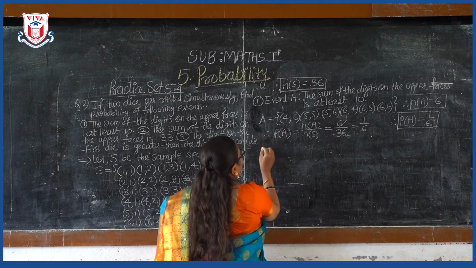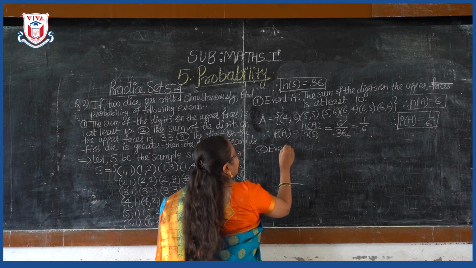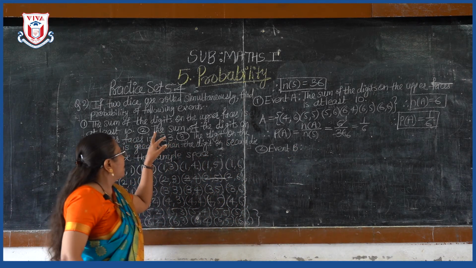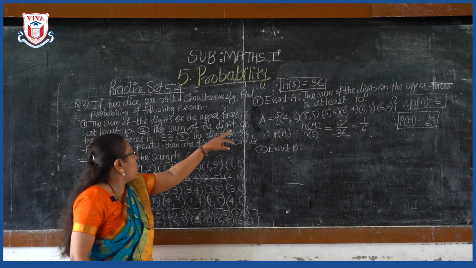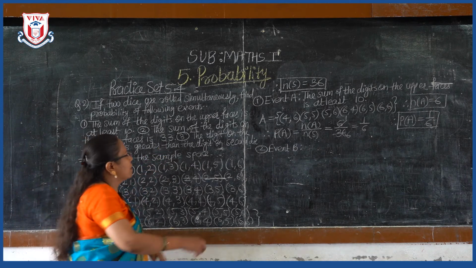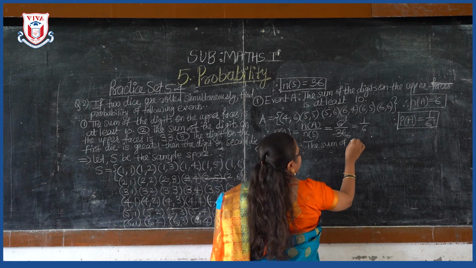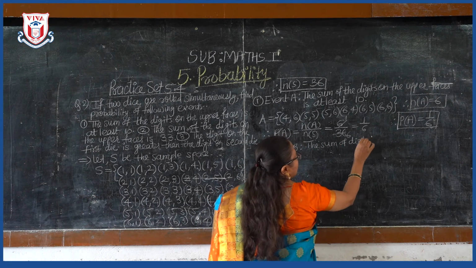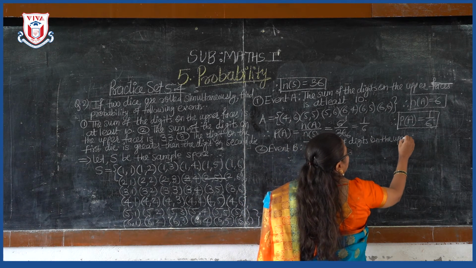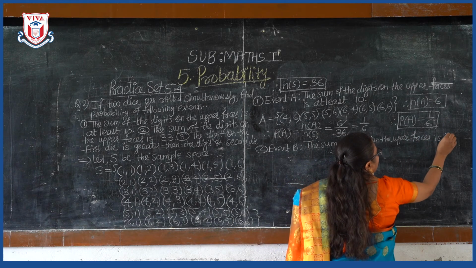Okay. Then event 2. Event B. Give name event B. So the event is the sum of the digits on upper faces is 33. The sum of digits on the upper faces is 33.